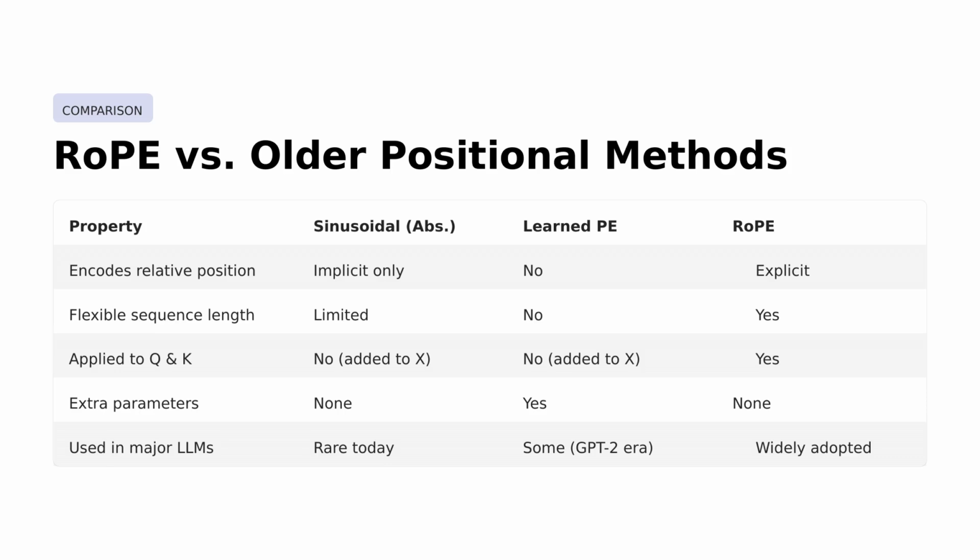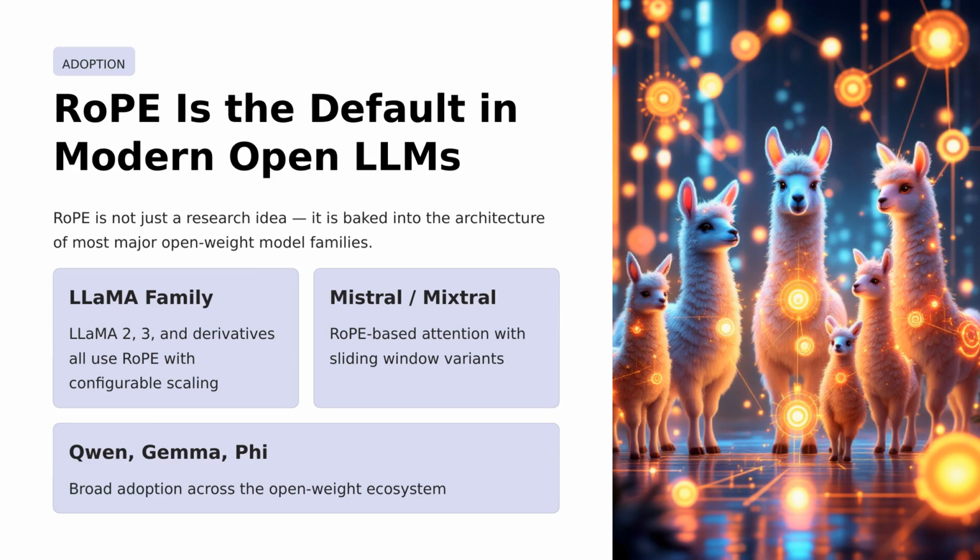Here's a quick comparison of RoPE with older positional encoding methods. Sinusoidal and learned embeddings are added directly to the input, while RoPE is applied to queries and keys, which lets it represent relative position more explicitly. RoPE also handles longer sequence lengths more flexibly, without adding extra parameters. That combination of efficiency and better positional behavior is why it's become the standard choice in many modern large language models.